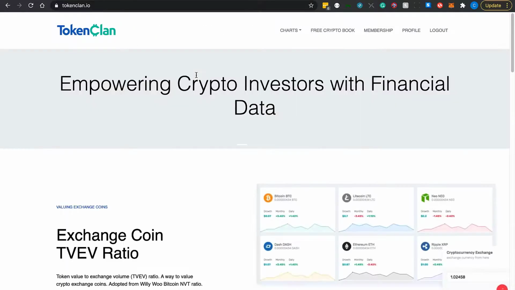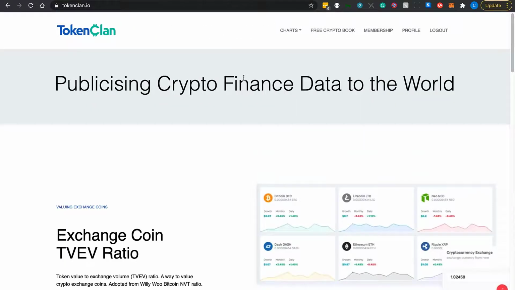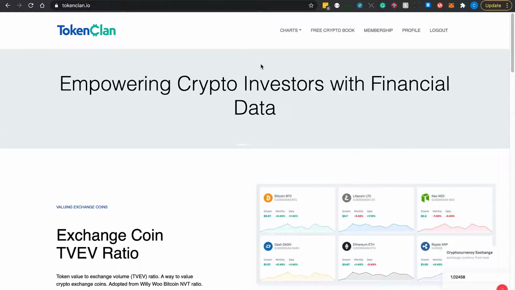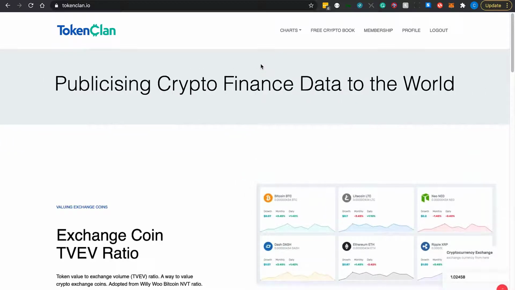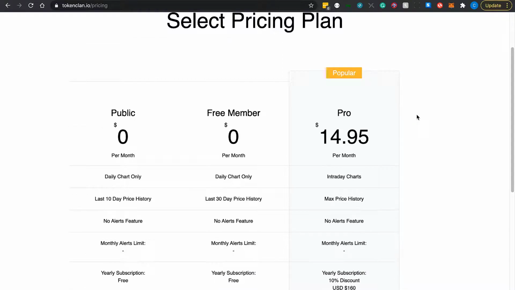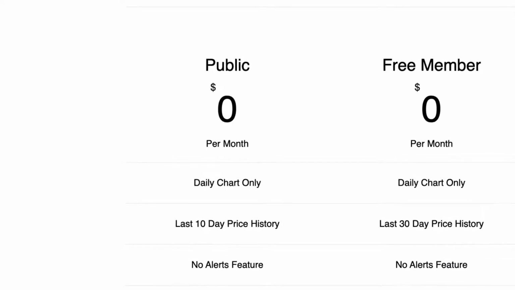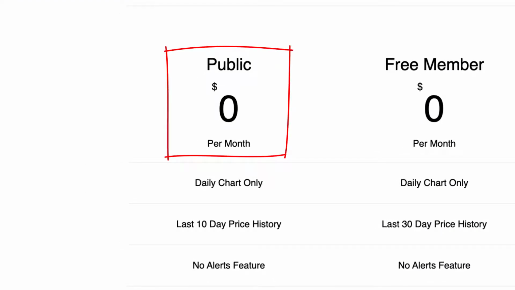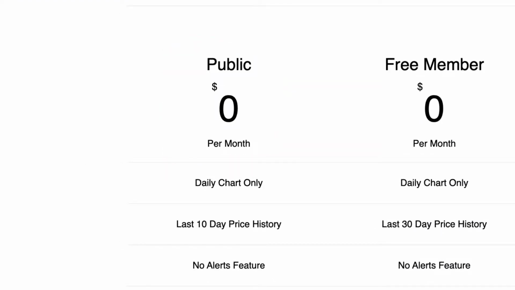So this is the TokenClan.io website. The one thing that I want to share with you is that there are 3 levels of access to TokenClan's data. Let me go to membership here. This is the plan as of right now. There are 3 levels. The first level is the public version, which only gives you limited access to its historical data. In this case, it's only a 10-day price history.